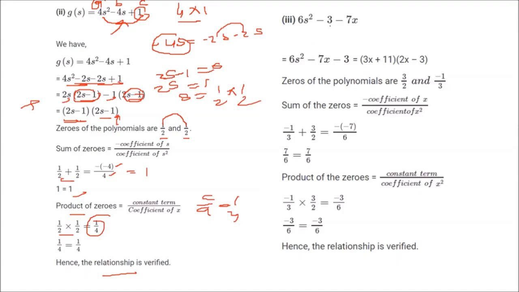Again, you just have to rearrange this. So just write it as 6x square minus 7x minus 3. This is ax square, a is 6. Bx, that is b is minus 7. C is minus 3.